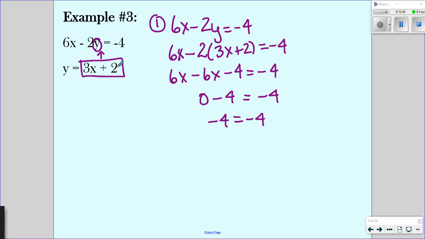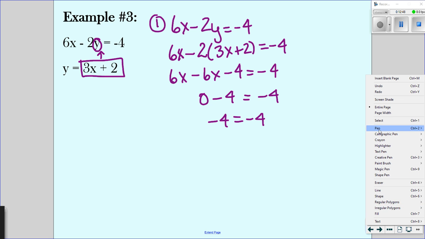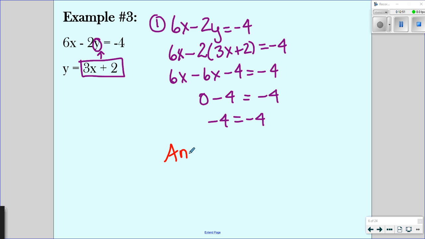But what does it tell me about this system? It tells me that the answer for this, which I'll put in red, means when you have a number equal to another number on the other side of the equation, that means your solution is all real numbers. So all real numbers. That means I could choose any value for x for both of them and get the same y. And there's not a specific point.